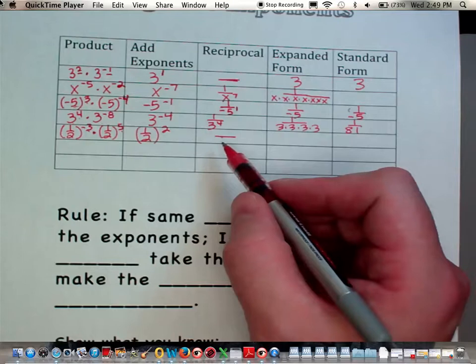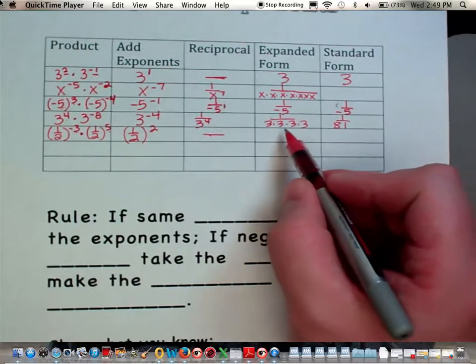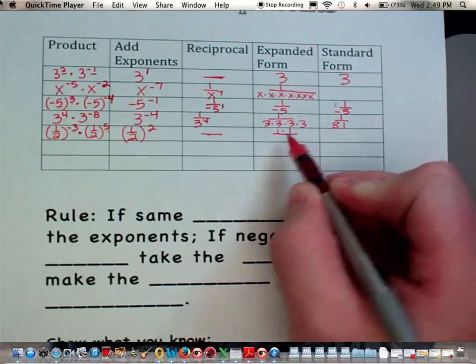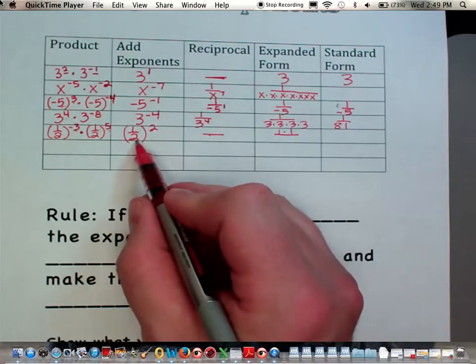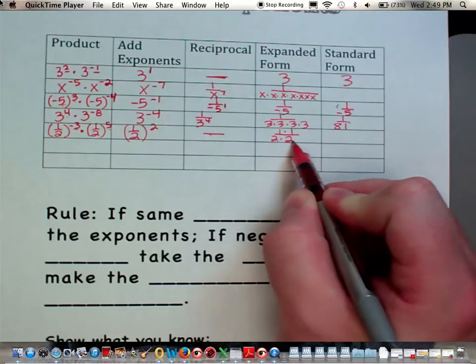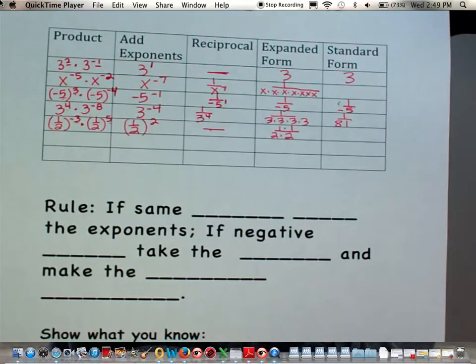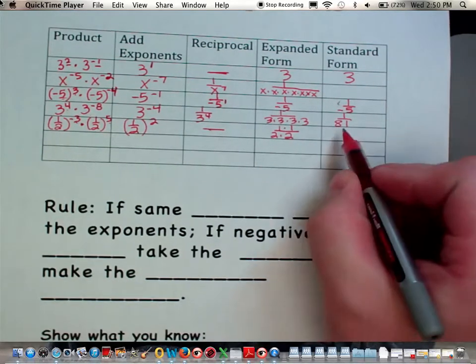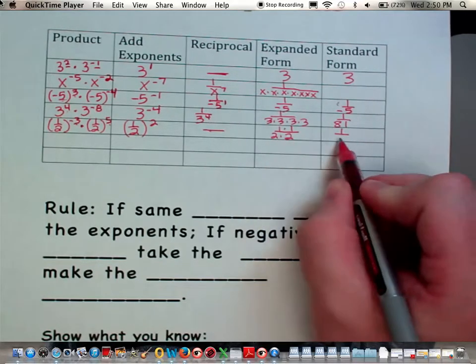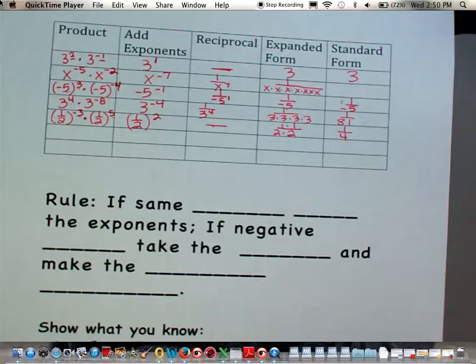Okay. To expand this out, I've got 1 times 1 on top. That's 1 squared. Then I've got 2 on the bottom. I got 2 of those. 2 times 2. So there it is expanded out. And then I can multiply. 1 times 1 is 1. 2 times 2 gives me 4. So there's my answer there that I've got.